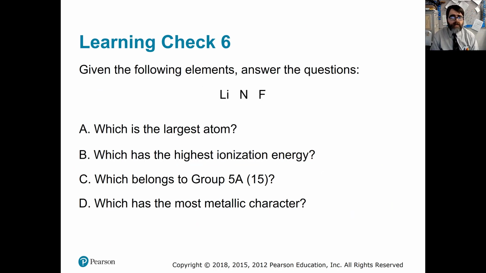Anyway, here we're given 3 elements. It's just asked a handful of questions about them. So which is the largest atom? That is going to be lithium, because all 3 of those are in the same row of the periodic table. Highest ionization energy, that's going to be fluorine. It actually has the highest of the ionization energies, ignoring the noble gases again. It belongs in group 15 or group 5A. Well, that one's going to have 5 valence electrons, or as nitrogen. Most metallic character, well, that's going to be our only metal on there.